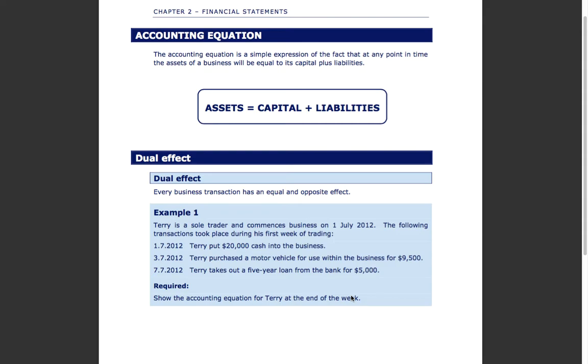This is a very basic concept that we write on. This part might just be a little bit important for the exam. Just a little bit, right? So yeah, read through this and you might have some questions. For example, you have a question over here: show the accounting equation for Terry at the end of the week. Now this will tally up. If you're taking assets, the capital plus liabilities needs to be the same.